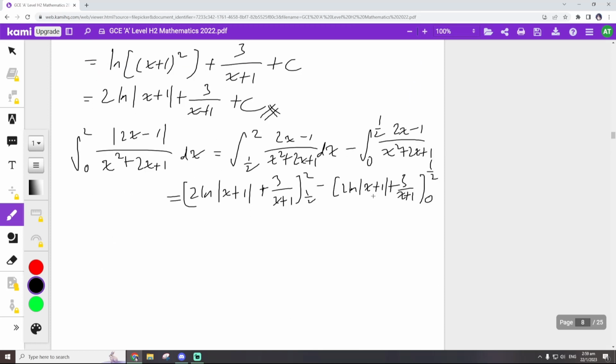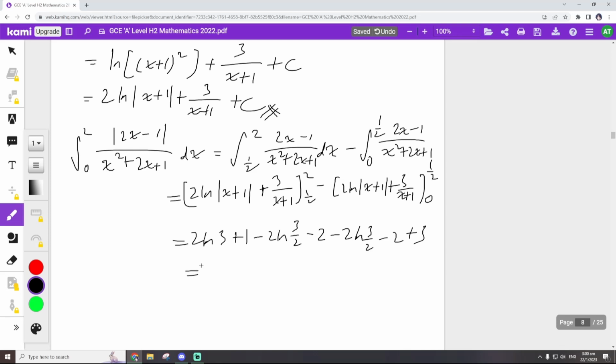Okay, which is 2 ln 3 plus 1, minus 2 ln 3 over 2 minus 2. And again minus 2 ln 3 over 2 minus 2. If I put in 0, this becomes 0, and then minus, so it becomes plus 3.